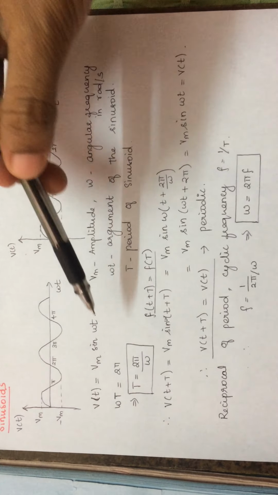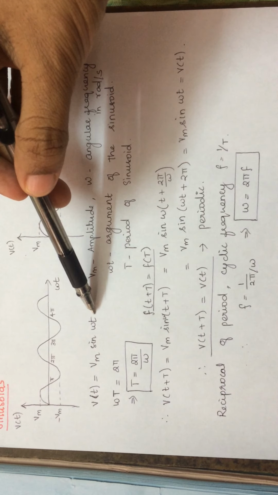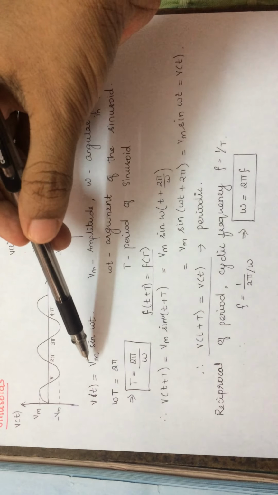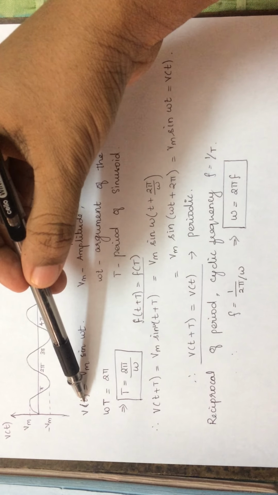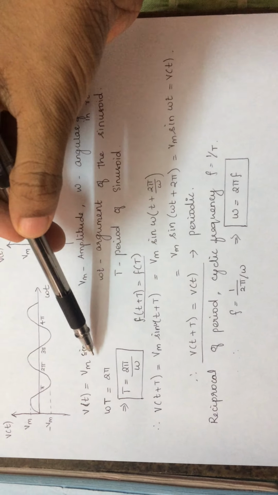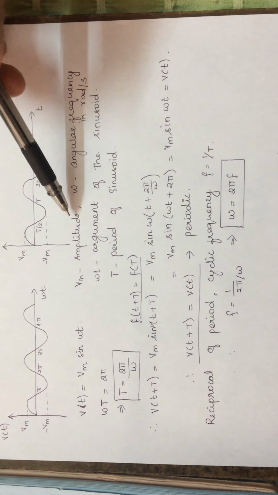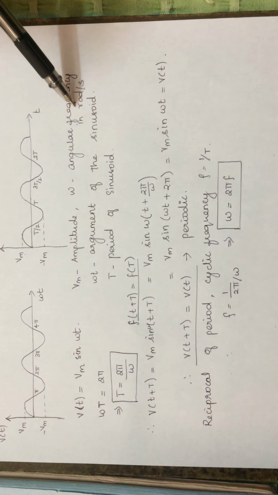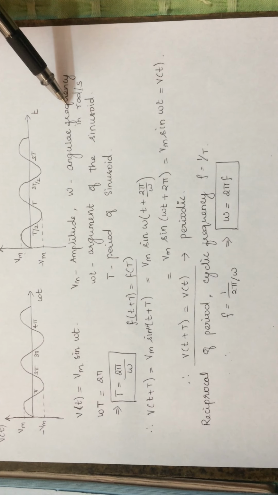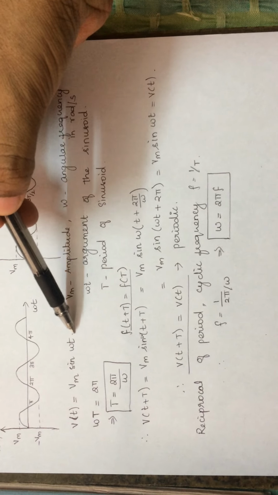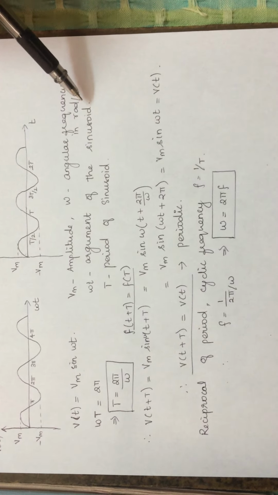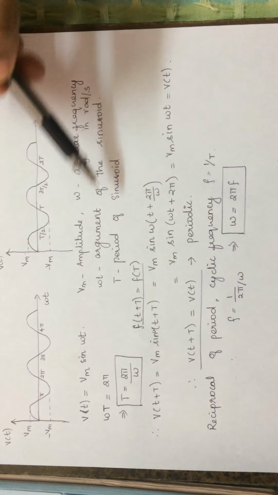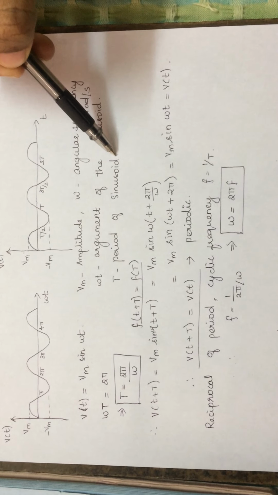Now the general voltage signal is represented as v of t is equal to Vm sine omega t. Here v of t is the voltage with respect to time, Vm is the maximum amplitude, omega is the angular frequency in radians per second, and this term omega t together is called the argument of the sinusoid. Now here capital T is called the period of the sinusoid.